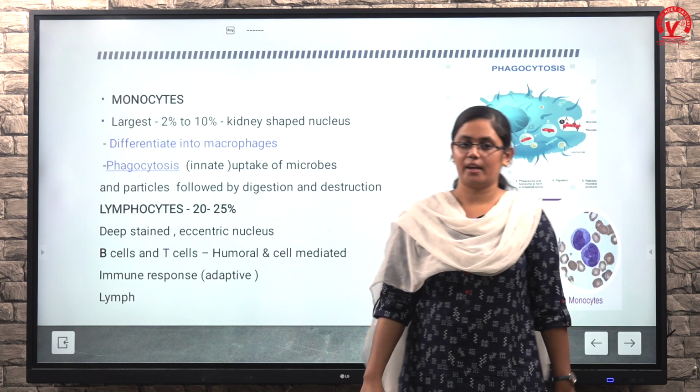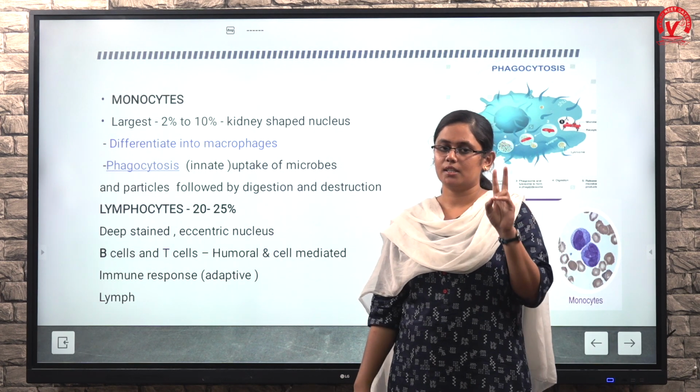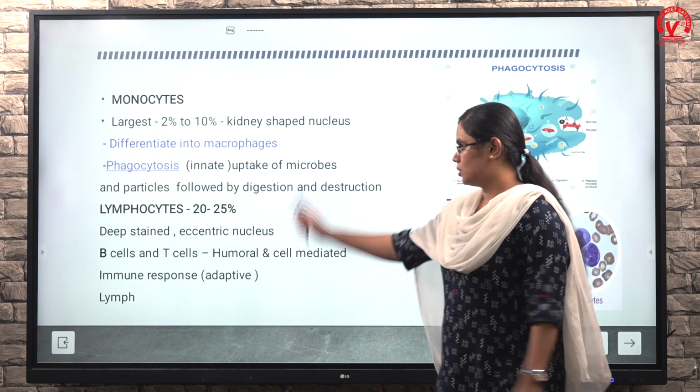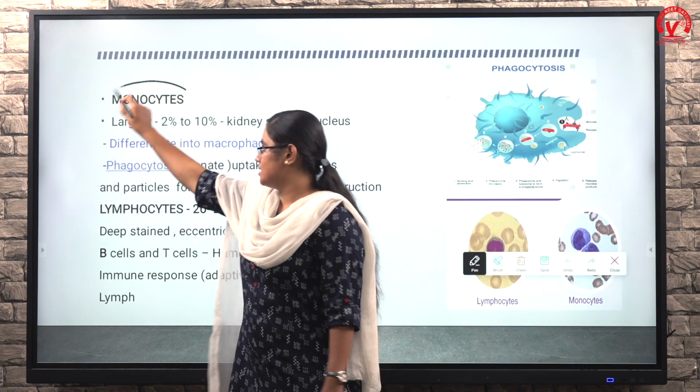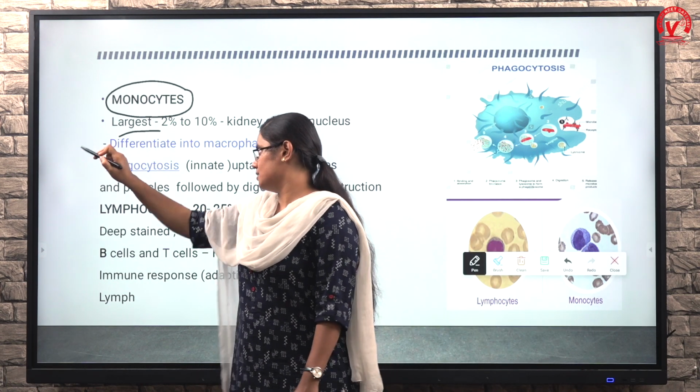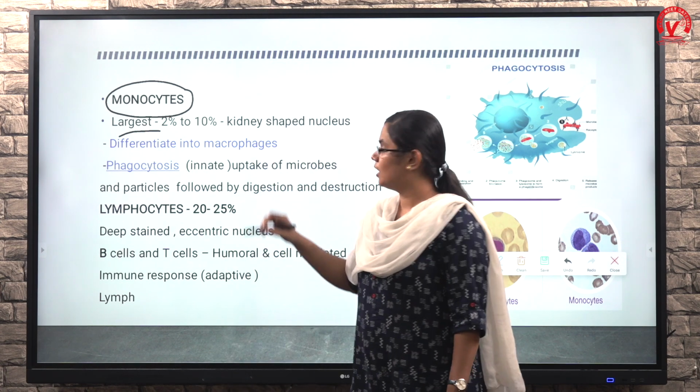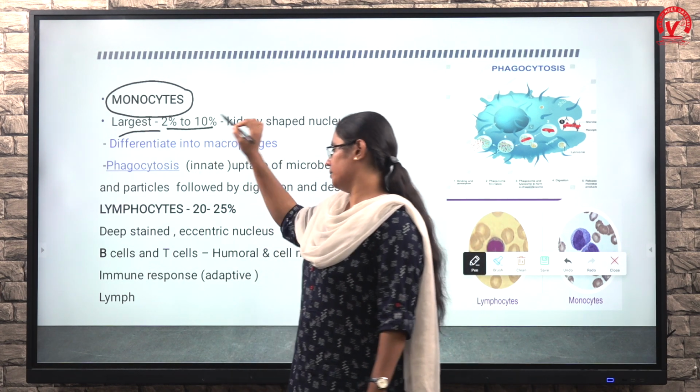Next we are coming to agranulocytes. There are two different types of cells, monocytes and lymphocytes. So monocytes are the largest WBC. So which is the largest WBC? Monocytes are the largest WBC, and they contribute about 2% to 10% in the blood.